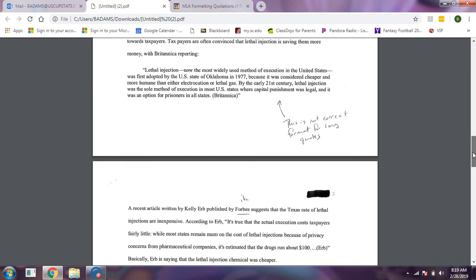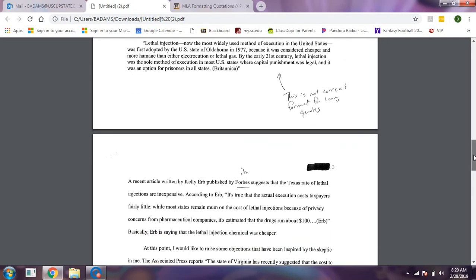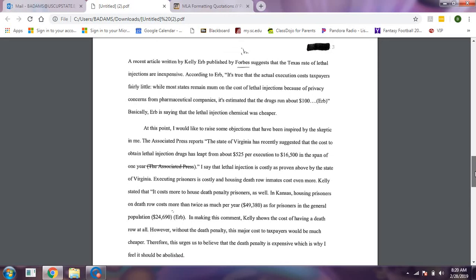All right, so he has this quote. "Lethal injection, now the most widely used method of execution in the United States, was first adopted by the U.S. state of Oklahoma in 1977 because it was considered cheaper and more humane than either electrocution or lethal gas. By the early 21st century, lethal injection was the sole method of execution in most U.S. states where capital punishment was legal, and it was an option for prisoners in all states." All right, so he just said taxpayers are often convinced that lethal injection is saving them more money, but that's not really what this quote says. This quote just kind of gives background about why and how lethal injection became the method. So we might want a stronger support that actually does what he's suggesting, that taxpayers believe it's cheaper.